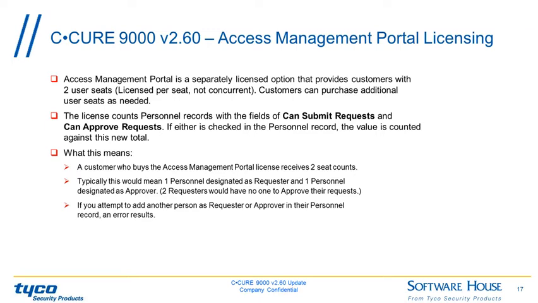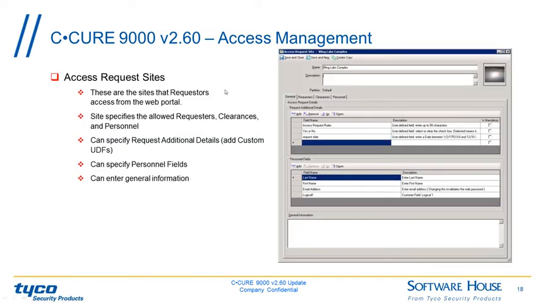And what happens is, if you are at the limit, 5 of 5 or 2 of 2, and you attempt to add another person, it's not really an error. What it does is it protects the field so that you can't add another person. Okay, one of the new objects related to this is an access request site. So this is what the requesters are going to see when they open the application and log in. They're going to be presented with the access request sites that they have the rights to.